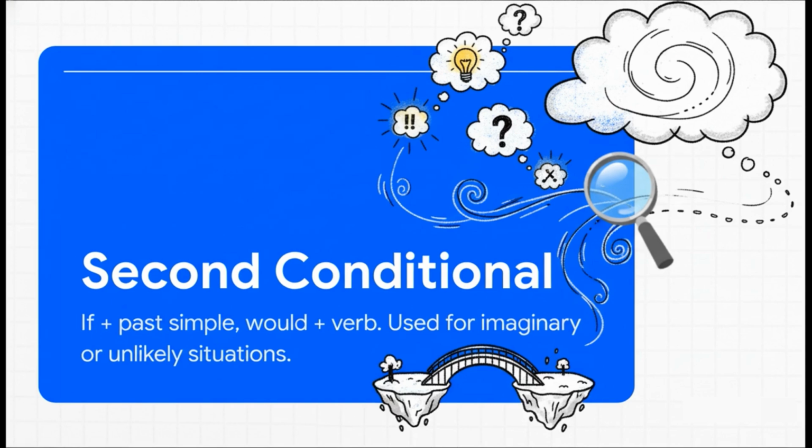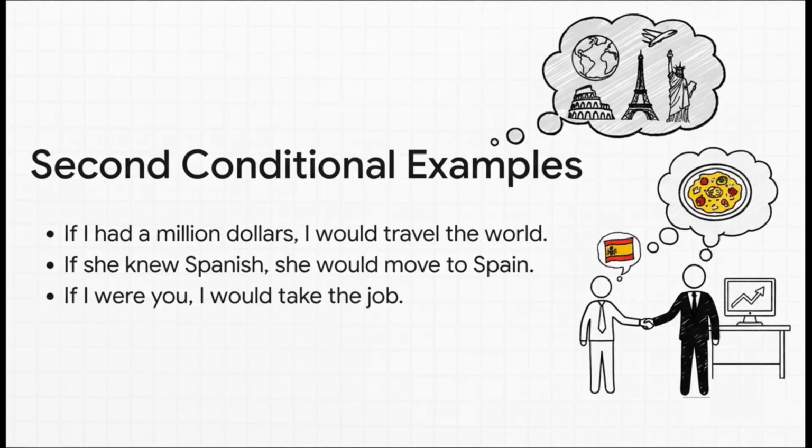And the result of that imaginary situation, that uses would. This is for dreaming, for wishing, for talking about things that probably aren't true. I mean, I don't have $1 million. Darn it. But I can imagine what I'd do if I did. She doesn't actually know Spanish, but we can talk about a hypothetical life in Spain. And that last one, if I were you, that is the absolute classic way to give advice, right? You're literally putting yourself in someone else's imaginary shoes.